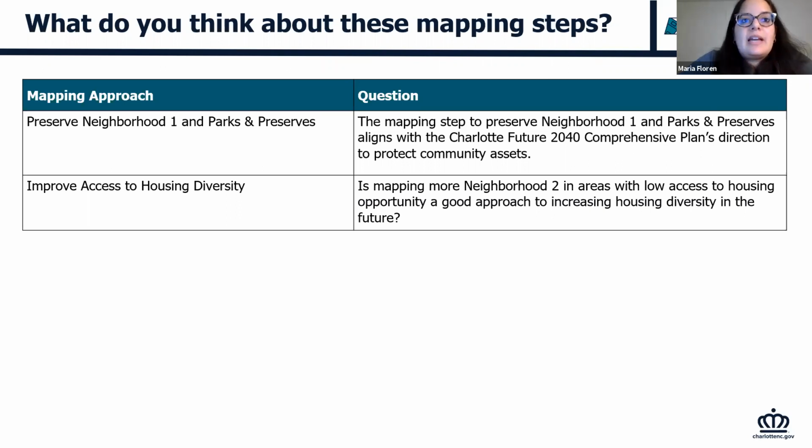So we have another question that we'd like to ask. We think a number of steps described in the mapping approach are accomplishing the goals, and we want to hear if you agree or not. Our second question is: mapping more neighborhood 2 in areas with low access to housing opportunity is a good approach to increasing housing diversity in the future. You can see if you agree or disagree. Okay, so we're split there: 1 agree and 1 disagree. If anyone wants to speak up or throw comments in the chat to elaborate on that, feel free to do that.